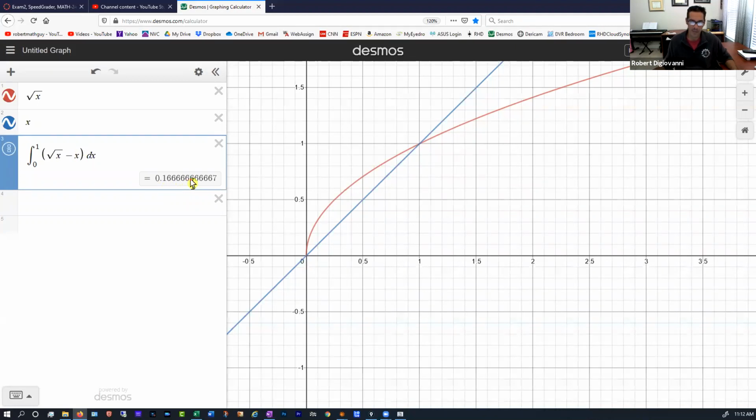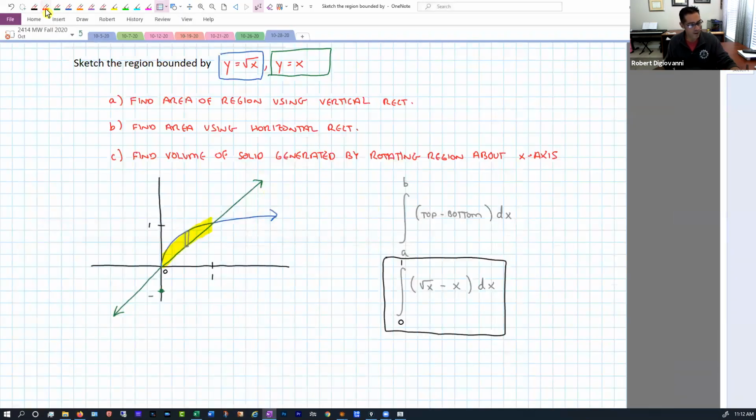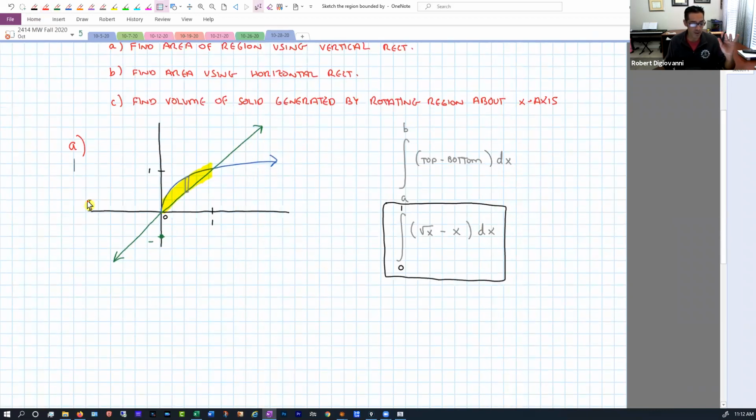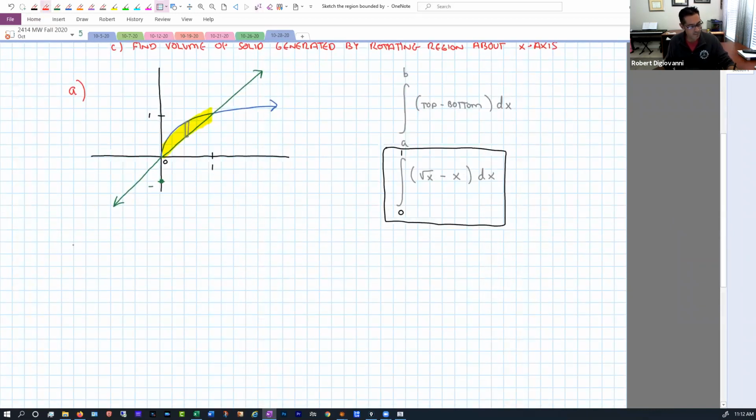Okay, that's the area of the region. Any questions? Okay, so that's part A. If I do part B, I should get the same answer, but we're going to do it with horizontal rectangles. So I'm going to draw that picture again. I'm going to go a little faster with my picture. I don't have to be super accurate with this.